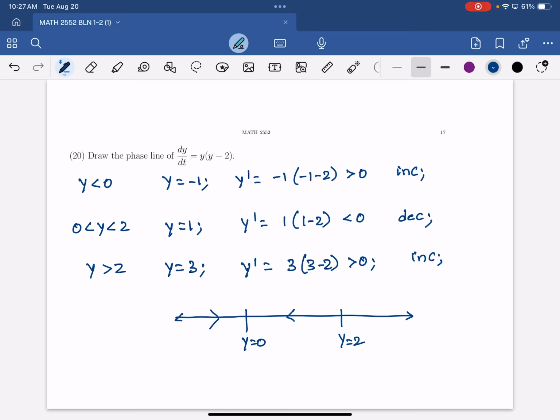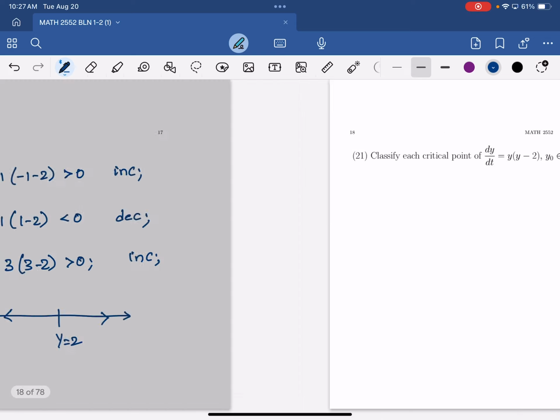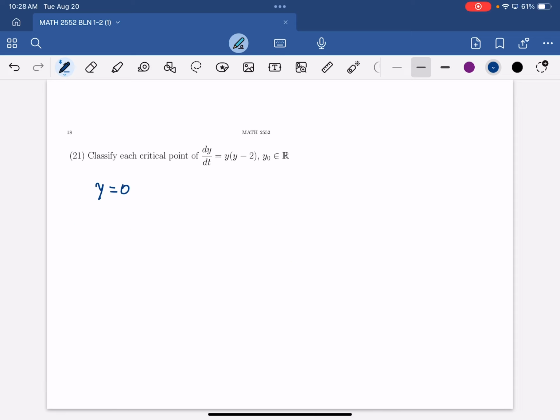Clear? For all the values of y bigger than 2, my solution is increasing, so it is moving away from y equals 2. So once you draw the phase line like this, you're pretty much set for classification, right? So y equals 0, how do you classify it? Is it asymptotically stable, unstable, or semi-stable? Asymptotically stable. So you are going to say y equals 0 is an asymptotically stable critical point.